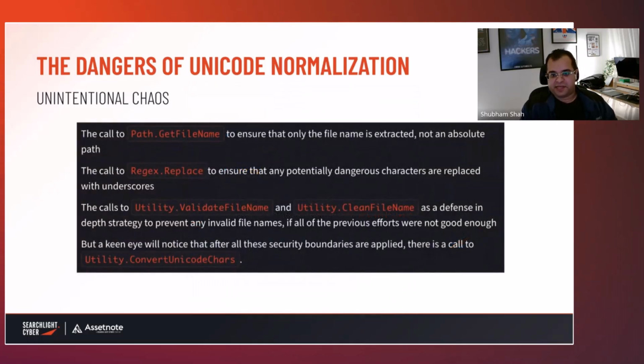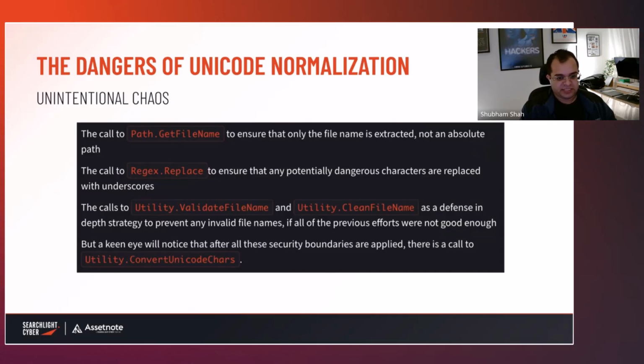The call to Path.GetFileName ensures that only the file name is extracted, not an absolute path. The call to Regex.Replace is to ensure that potentially dangerous characters are replaced with underscores. And ValidateFileName and CleanFileName are a defense in depth strategy to prevent any invalid file names. But the thing that's really funny is that they spend all this time preventing invalid characters inside file names, but then they finally apply a call to Utility.ConvertUnicodeChars, which in some essence reverses all of this effort that they did in the previous 3 steps or 4 steps.